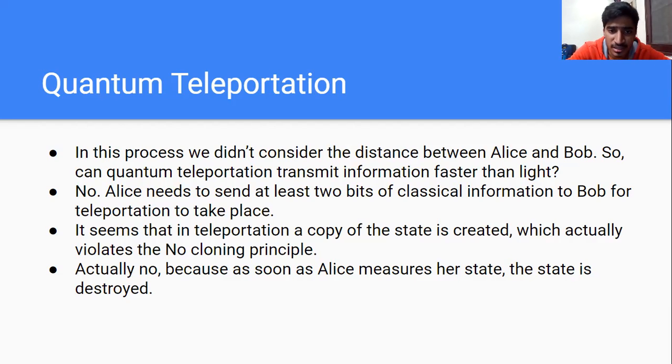Now, it also seems that in teleportation a copy of the state is created, a copy of the qubit which is to be teleported. But it is actually not the case, because it would then violate the no cloning principle. As soon as Alice measures her qubit, she is destroying her qubit. So there is no question of creating a copy of the qubit.